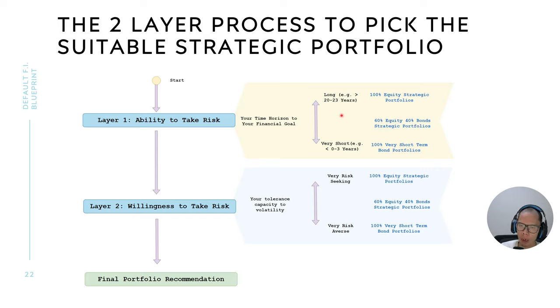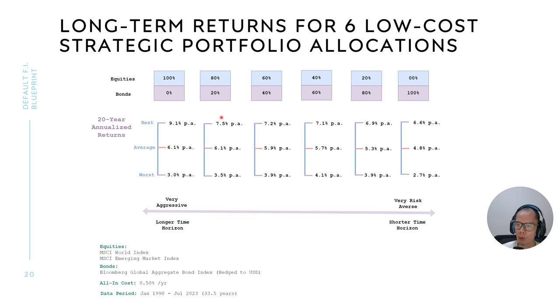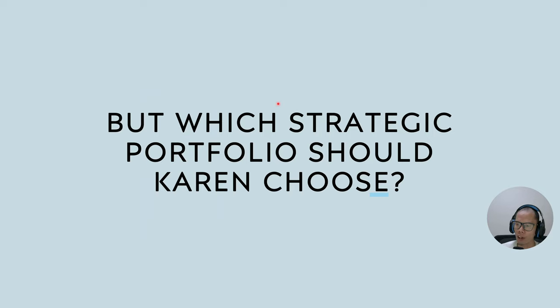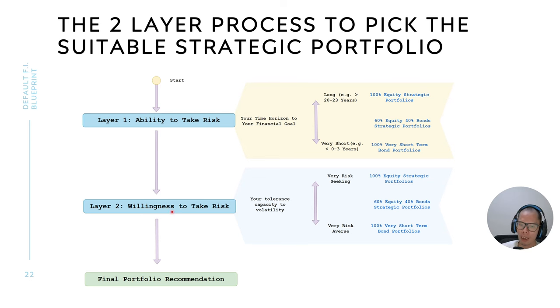Now, after you go through this layer, you have a certain idea which out of these six portfolios is eliminated already. It's a kind of elimination, like which portfolios are actually left. Then the second layer is your willingness to take risk. Willingness to take risk can be confusing to some. It was confusing to me initially. It's basically your risk tolerance, your capacity for volatility.